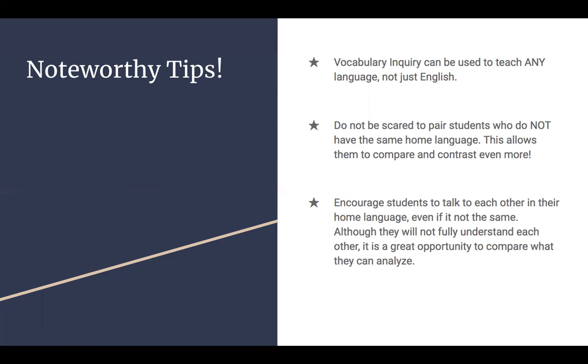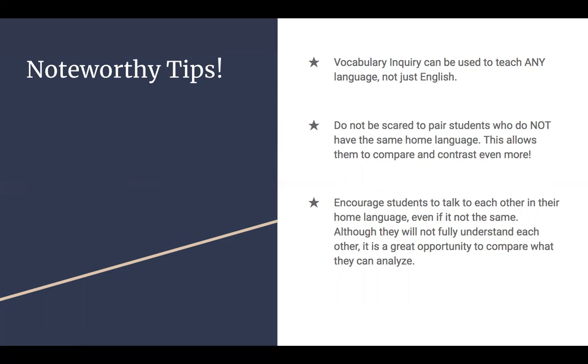My next one is do not be scared to pair students who do not have the same home language, excuse me. This allows them to compare and contrast even more. So I believe I mentioned this before. This was something that kind of took me by surprise. I'd never really thought of pairing students up who did not speak the same home language, simply because I wasn't sure how they would be able to help each other. And now, after researching this strategy, I'm able to see that it really does help more than you would think, because now there's a whole other added level of inquiry. Instead of looking at it with two languages, you're looking at three different languages.